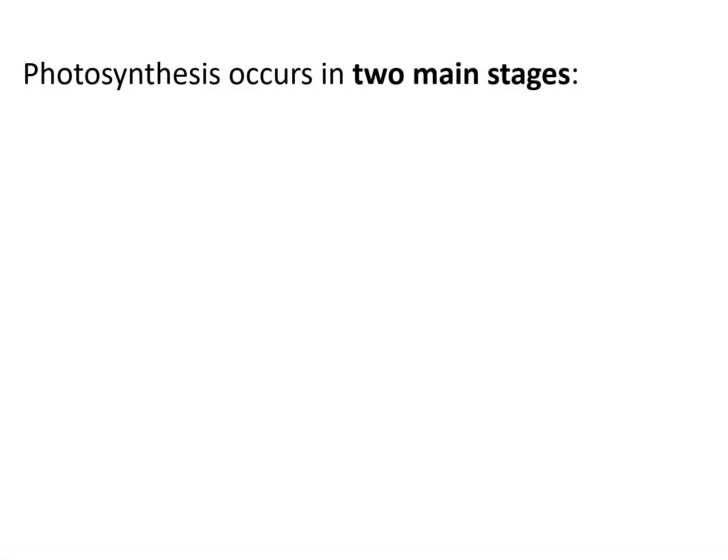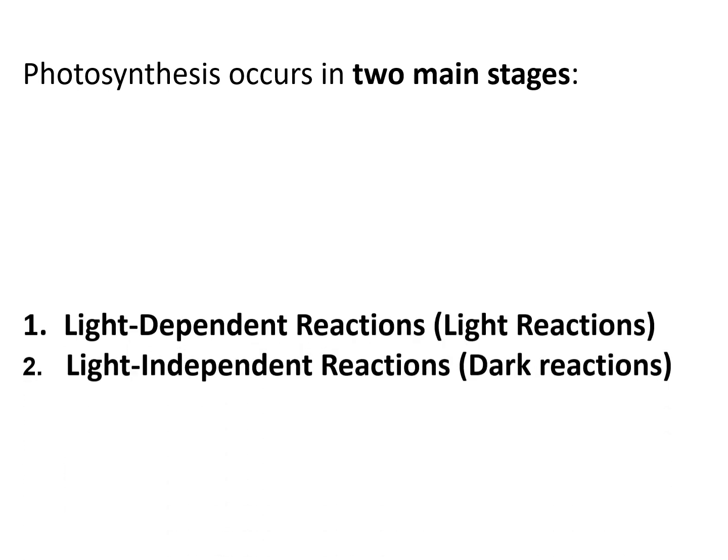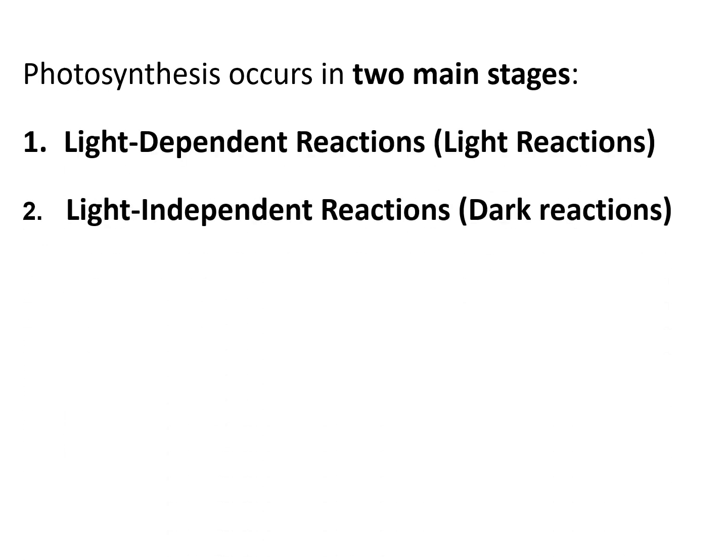Photosynthesis occurs in two main stages. The first one is light-dependent reaction or light reactions. The second one is light-independent reactions or dark reactions. Let us start from the first stage of photosynthesis, which is light-dependent reaction or light reaction.